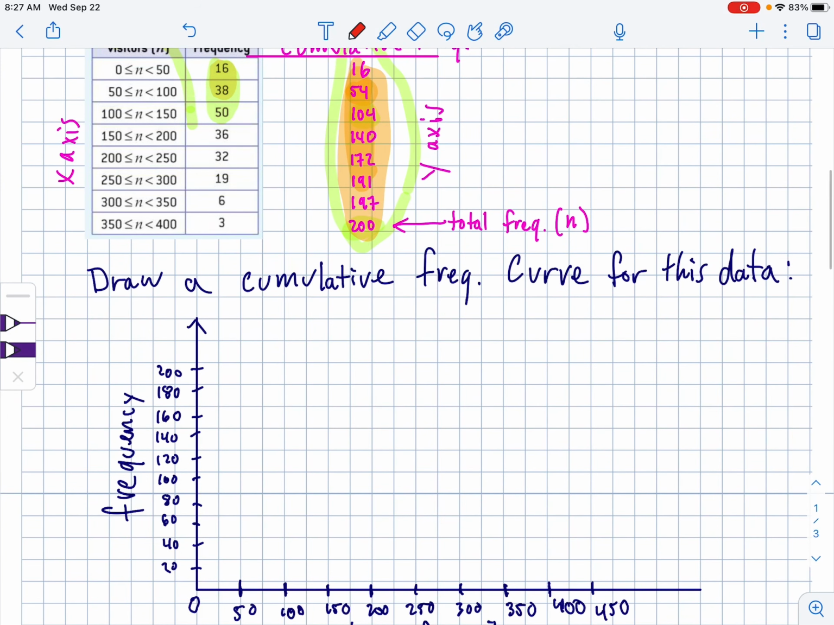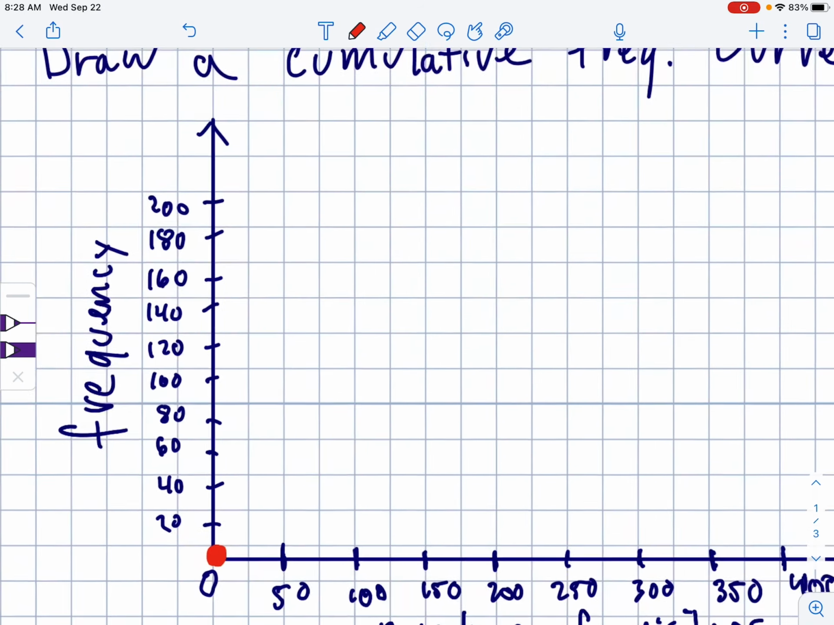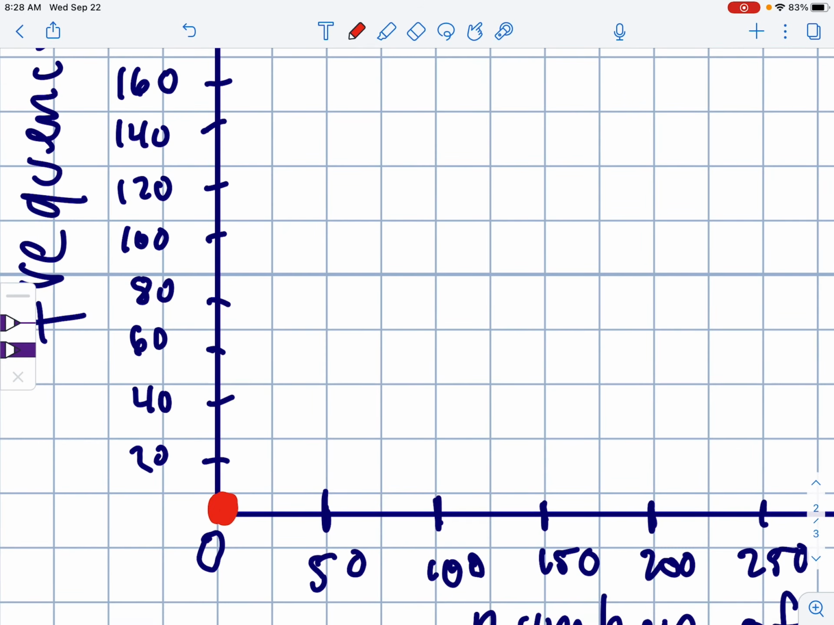Now, we're almost ready to start this graph. If you look up at the top of the screen, from 0 to 50, it starts at 0 and goes up to 16. So you always put a dot on 0, 0. But then we need to jump up to 16 at 50, because from 0 to 50, it jumps up to 16.